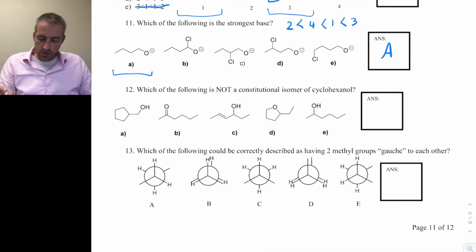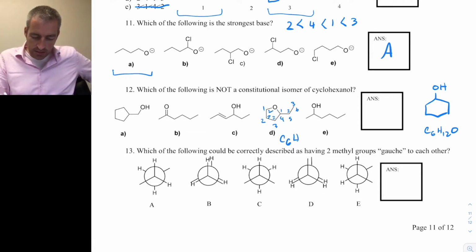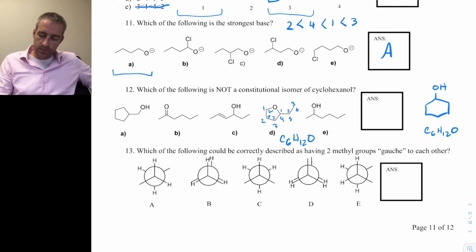which is not a constitutional isomer of cyclohexanol. So cyclohexanol is C6H12O. We want to find another one that's C6H12O. My feeling is to look at D. We have 1, 2, 3, 4, 5, 6. C6H. We have 3, 2, 1, 2, 2, 2. That gives us 3, 4, 5, 6, 7, 8, 9, 10, 11, 12, O. That is a constitutional isomer of cyclohexanol.